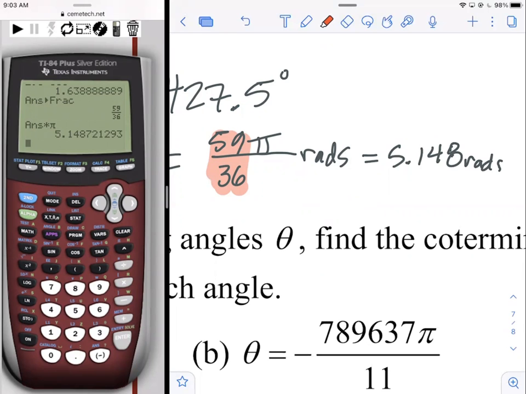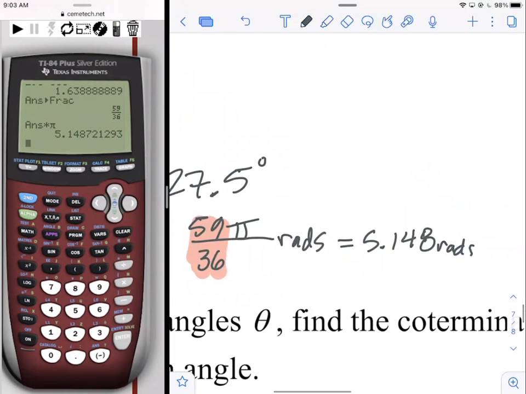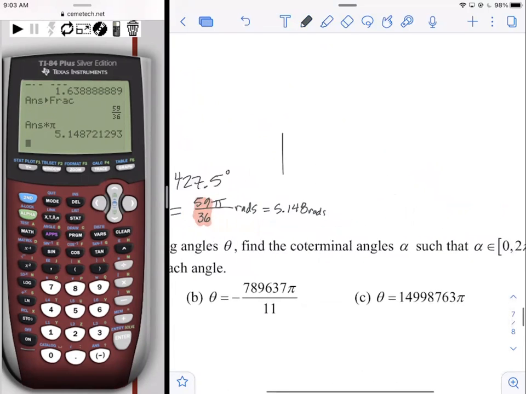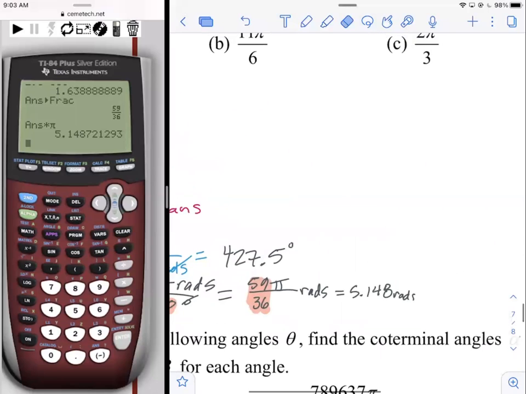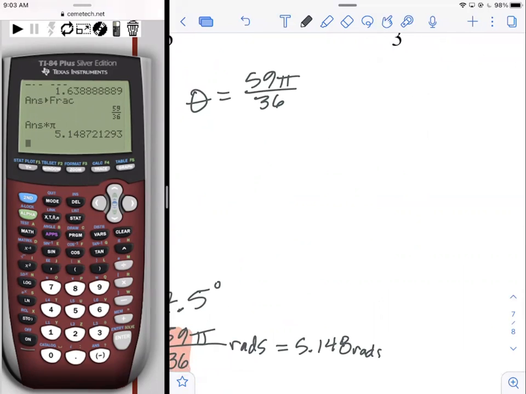Because that's what the next question is going to really relate to. Let me show you how. If we do this, let's off to the side here, rewrite it. Let's just say that theta is 59 pi over 36, which we know is in quadrant 4. 36 is an important number. That's the denominator of your simplified pi.